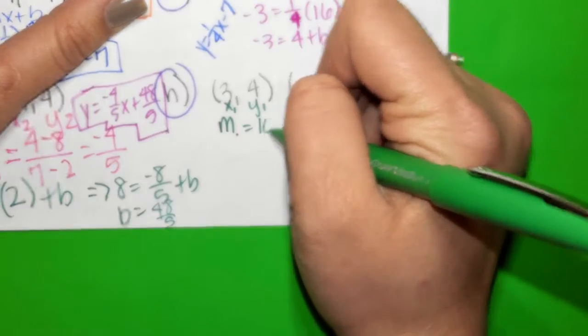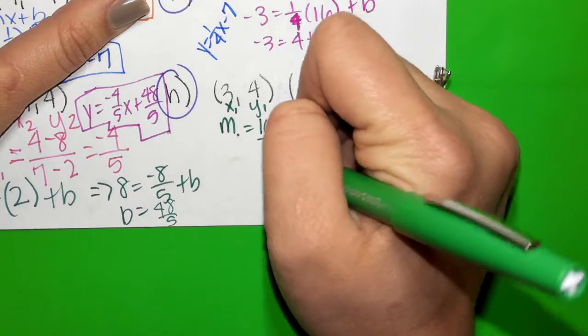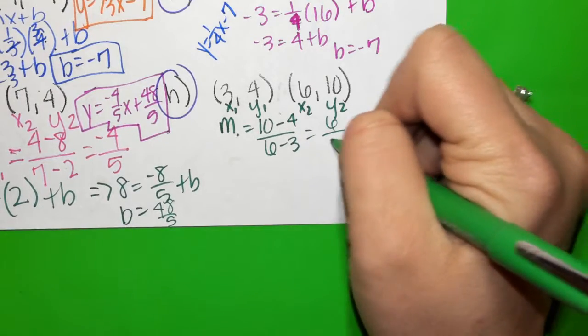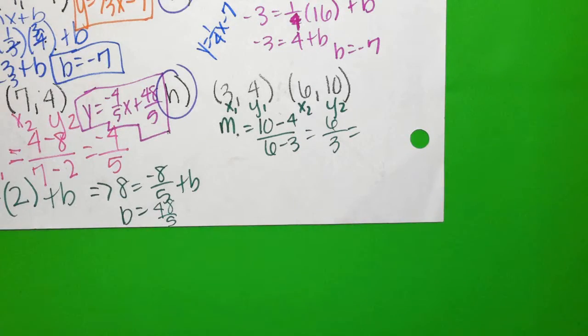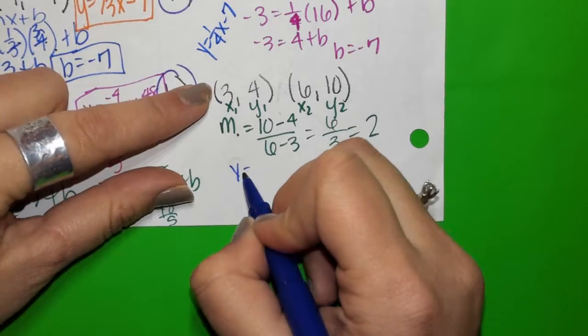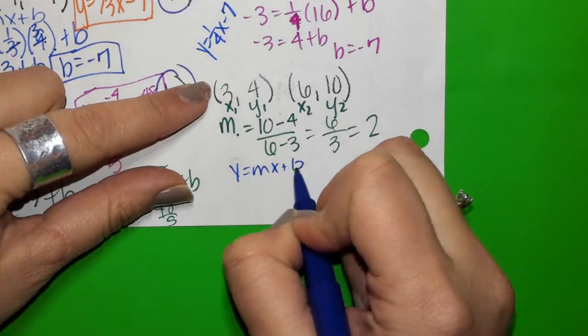Alright, so first you do 10 minus 4 divided by 6 minus 3. Correct? And then you get 6 divided by 3. What is 6 divided by 3? 2. So what's your slope? Alright, then we take our first coordinate and we take our slope and we plug it in to y equals mx plus b.